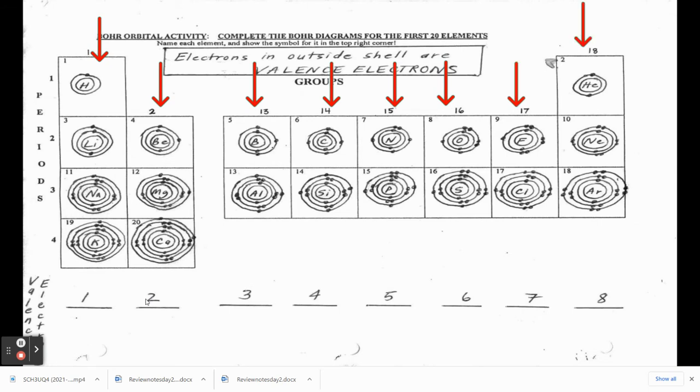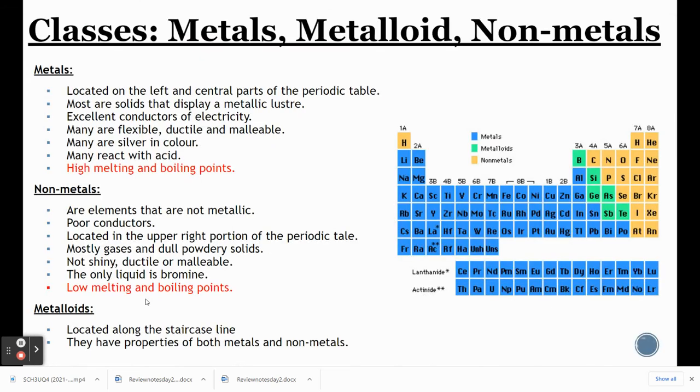And so here you can see the trend of having all the same number of valence electrons. And as I said, you have 3 different classes of elements, the metals, metalloids, and non-metals. And these are what make elements metals, non-metals, and metalloids. They're divided based on these characteristics over here. So you can see the location differs.